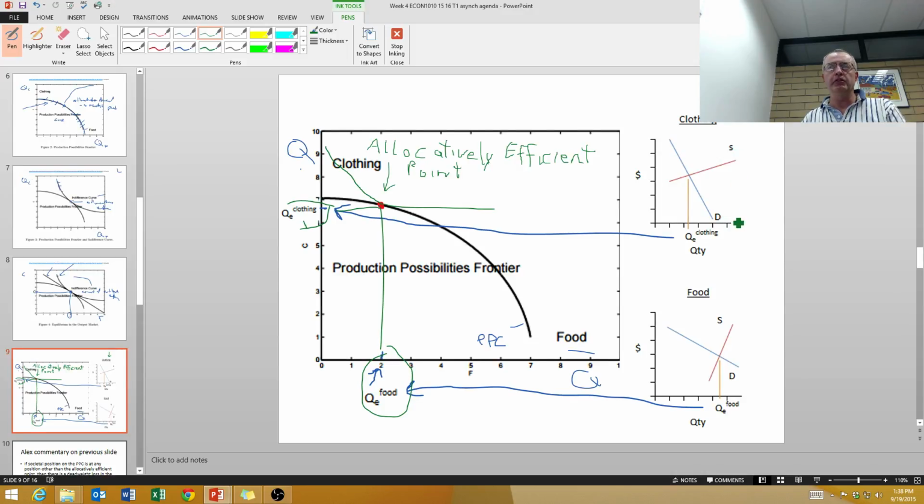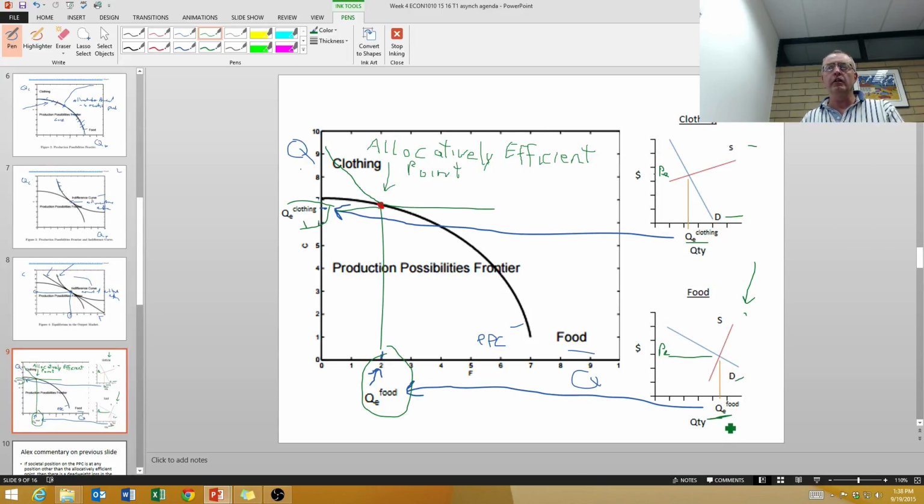So we're familiar with these supply and demand diagrams. We saw last week or the week before that the equilibrium price is set by the interaction of the demand and the supply curve for clothing. So here's our equilibrium price, here's our equilibrium quantity, and then when we do a supply and demand diagram for food, again we have our demand curve and supply curve, and in a free market the equilibrium price is set by the intersection of those two curves, and there's our equilibrium quantity.